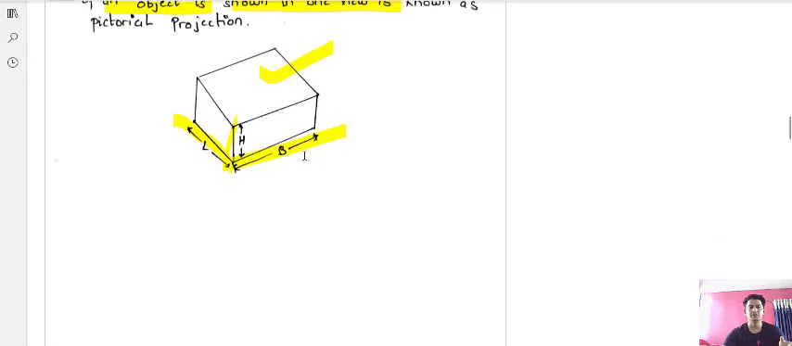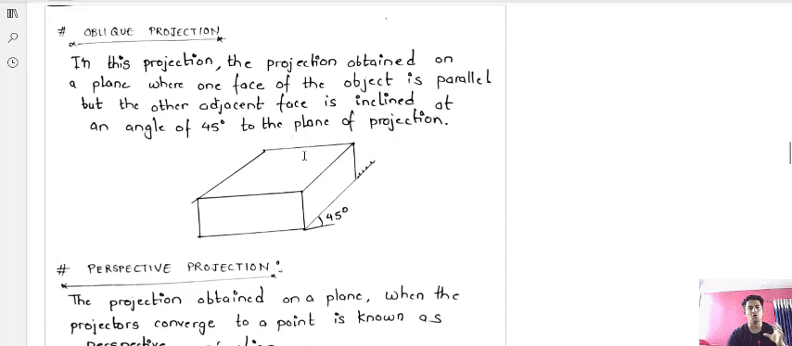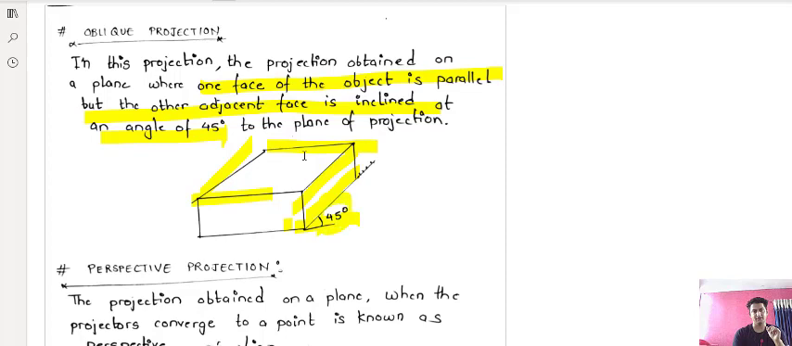Okay. Now pictorial projection was subdivided into 2, that was oblique projection and perspective projection. So oblique projection is the one in which the projection is obtained on the plane, in which the length, height, and breadth are seen, but one face of the object is parallel and the other adjacent faces are inclined at an angle of 45 degrees. So this face and this face are parallel, but these adjacent sides of the plane are at an angle of 45 degrees from the plane of projection. I hope you are getting it easily from this drawing.